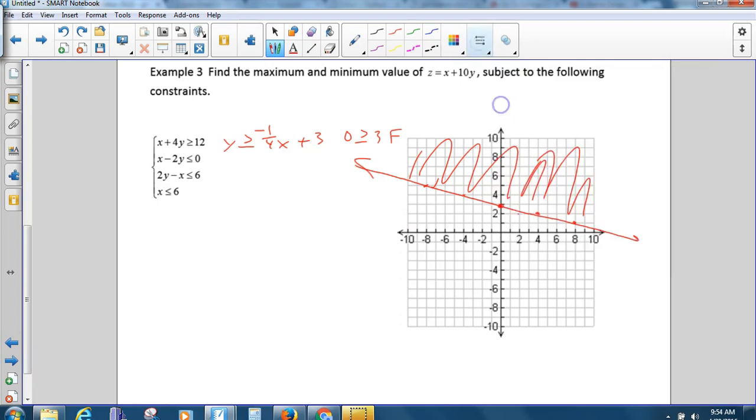Switch colors. The next one is going to end up being y is greater than or equal to 1/2 x. I'm going to put plus 0 just to remind ourselves it's going through the origin. So that starts here, goes up 1, right 2, up 1, right 2. There's an intersection, up 1, right 2, up 1, right 2.